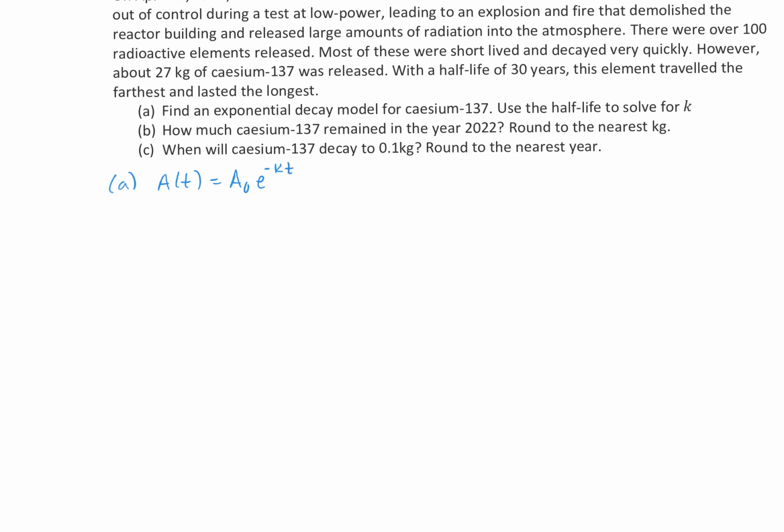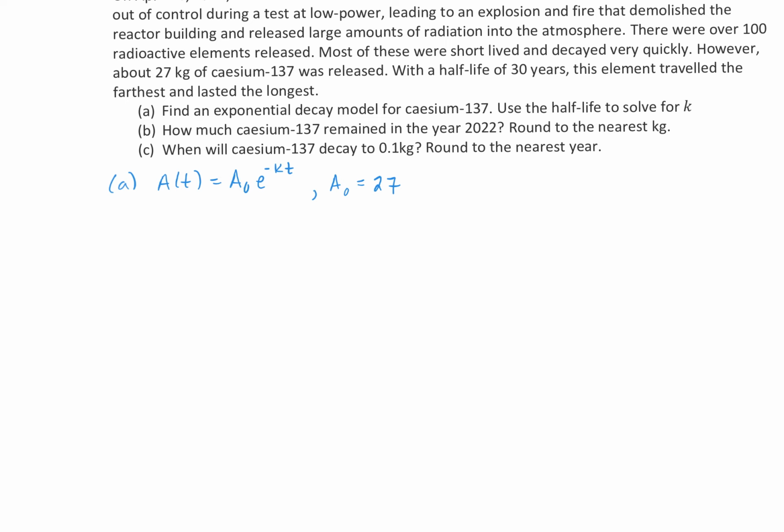I need to solve for k in this formula. There are some things I do know. I know that the amount that was initially released, that would be my A sub 0, is 27. So I can substitute 27 for the A sub 0, but I still need k.